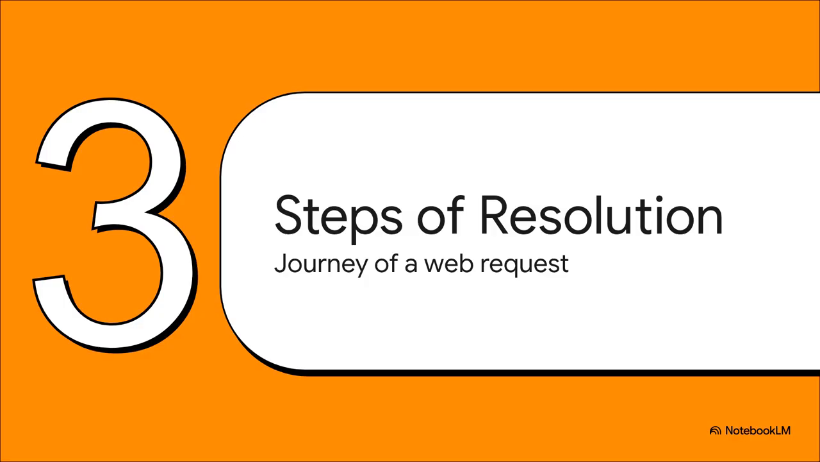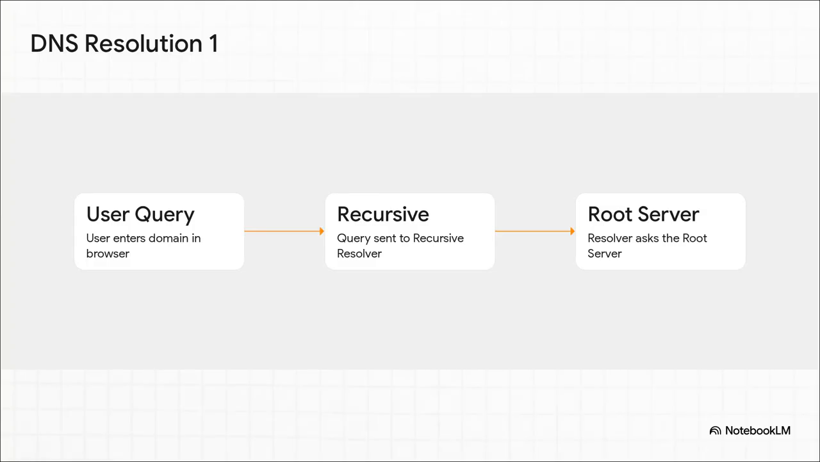All right, Section 3, Steps of DNS Resolution, the invisible journey of a web request. Let's look at this like a super fast-paced detective story. So when you type in a domain, your browser is actually totally clueless about where to send your data. Its first move? It sends a query to a recursive resolver. Think of the resolver as our lead detective. It's usually provided by your ISP or maybe a campus network. Now, if the resolver is stumped and doesn't know the answer, it goes straight to the top. It asks the root server.